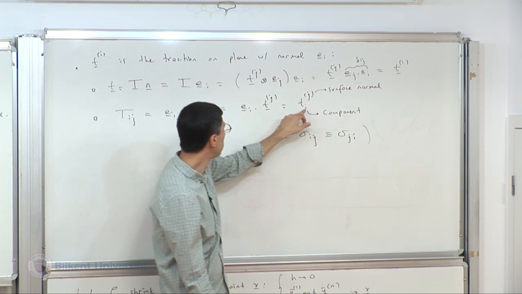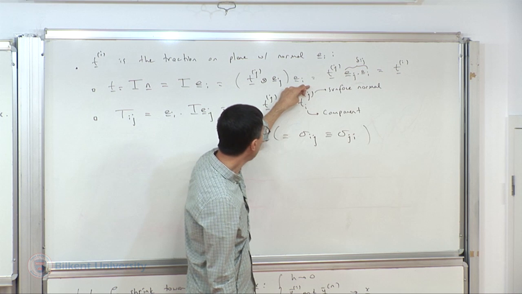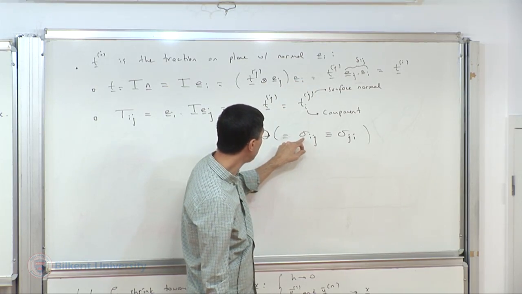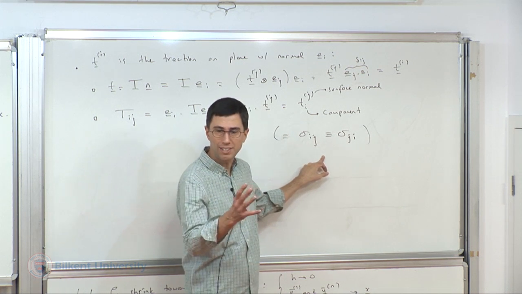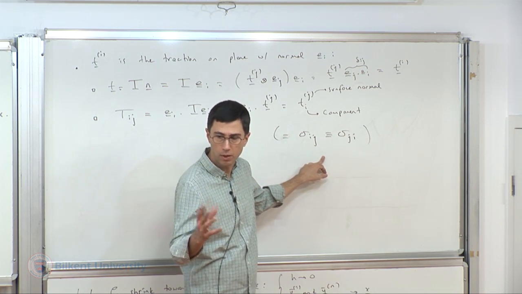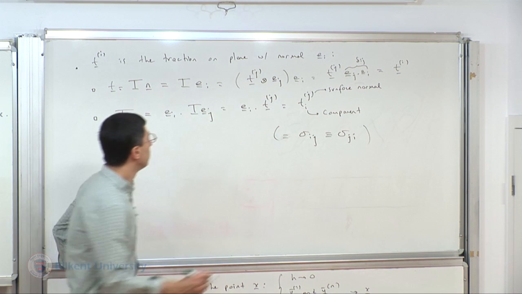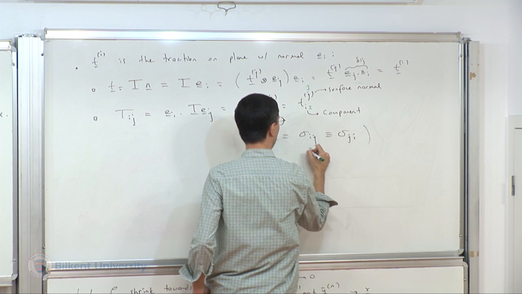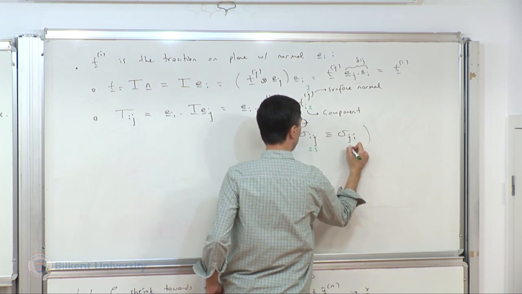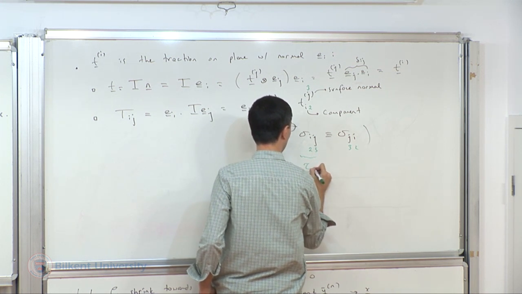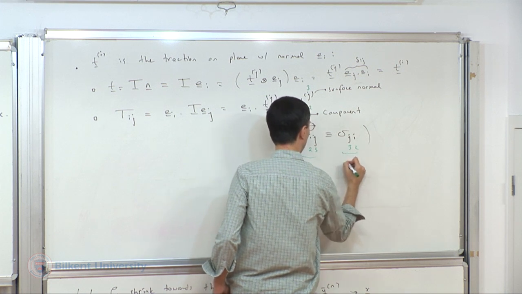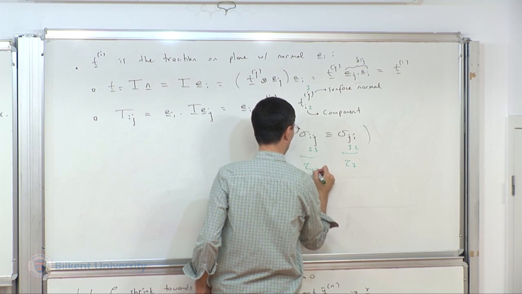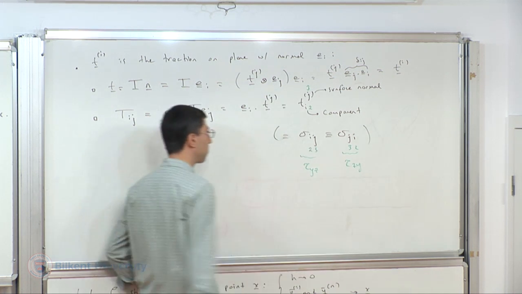Okay? So if this is, let's say, 2, 3, you're on the plane with normal E3, you're looking at component 2, so that would be sigma 2, 3. So that's like tau yz, right? Let's write an example. If this is 2, if this is 3, then this would be 2, 3. This would be 3, 2. So that's like tau yz, and this is like tau zy.